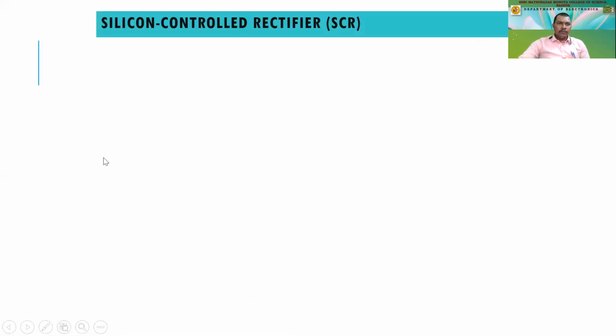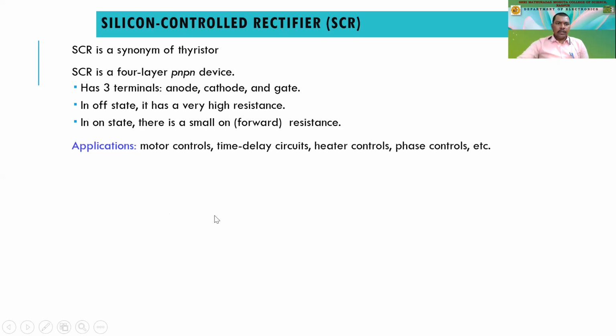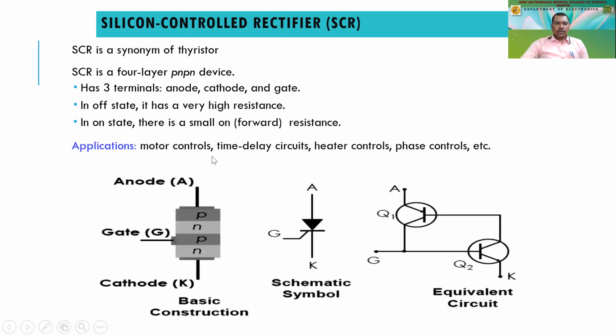So the first one is the SCR, silicon controlled rectifier. We have studied this. Silicon controlled rectifier is a synonym for a thyristor. SCR is a four-layer PNPN device, has three terminals: anode, cathode, and gate. In the off state, it has a very high resistance, whereas in the on state, there is a small forward resistance. Applications: motor controls, time delay circuits, heater controls, phase controls, etc.